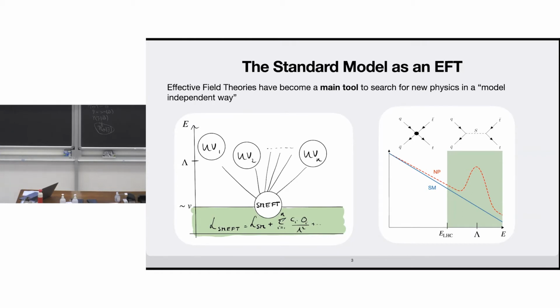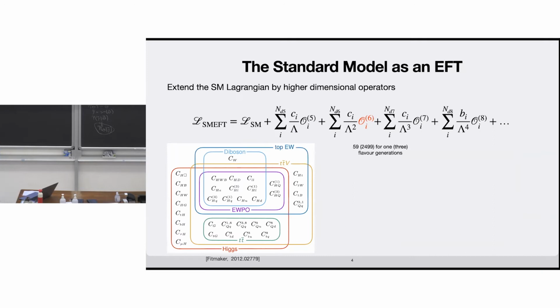I try to illustrate this by this cartoon. We have several UV extensions of the SM, and at low energies they all reproduce this SMEFT Lagrangian through the introduction of this effective operator approach. So mathematically, what this looks like is that we extend it by higher dimensional operators.